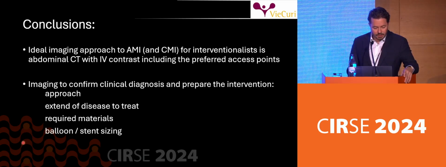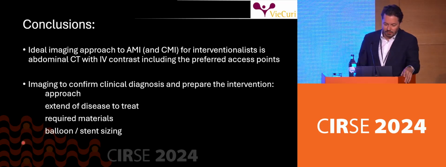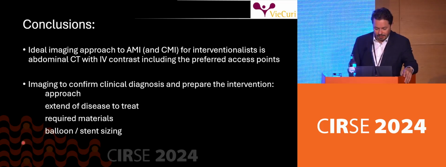So, in conclusion, the ideal imaging approach for acute mesenteric ischemia for interventionalists is abdominal CT with IV contrast, and you should consider also imaging your access points. What can imaging confirm? Well, the clinical diagnosis, the extent of the disease to treat, the required materials, your approach, and if you want, you can already prepare your balloon and stent sizing prior to performing your angiography.